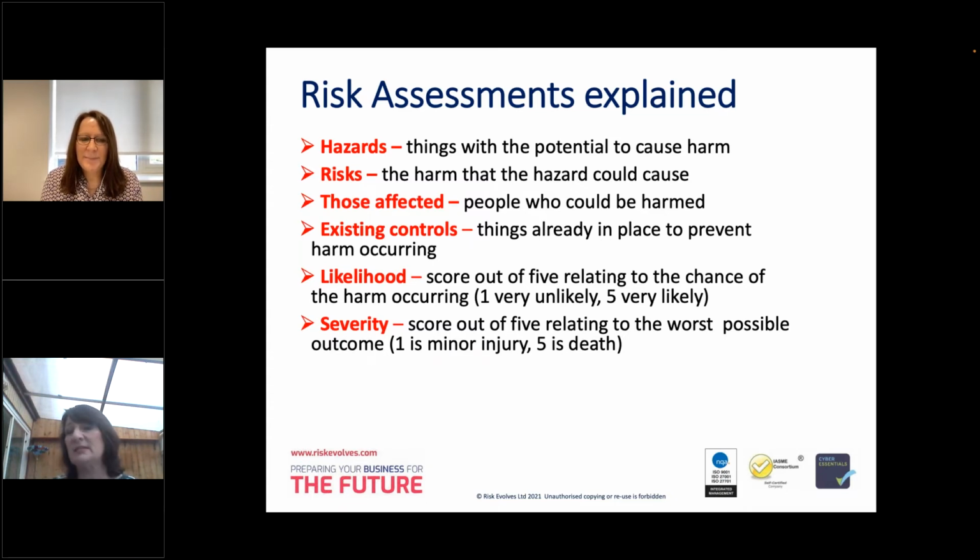Then the big thing is existing controls. So what's already in place to stop harm occurring? Very easy to overlook these, but you'll have loads of things already. Most of us now are risk assessing in mature environments. Unless you've got a completely new startup business or a completely new activity, we're often just looking at tinkering with good stuff already. So what's already in place? Signage, PPE, barriers, training. There's going to be loads of stuff that's already there.